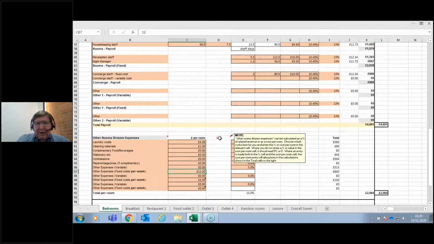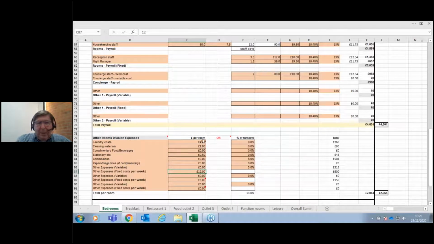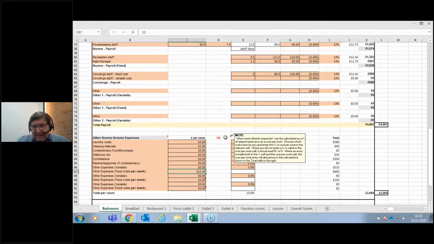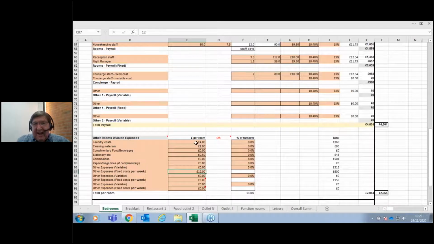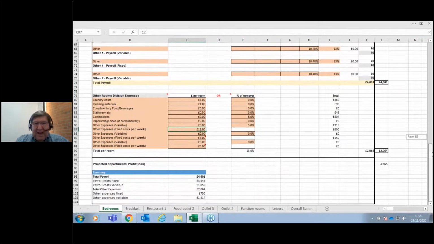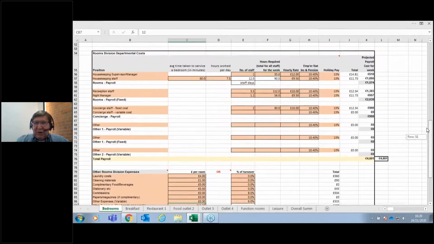If you inadvertently put a number and a percentage, the model has to decide which one of those it is going to take, and the little note here explains that it will give preference to the cost per room rather than the percentage. So put one or the other in. Ideally, don't put both in. And in essence, that's all you need to do on the accommodation side.